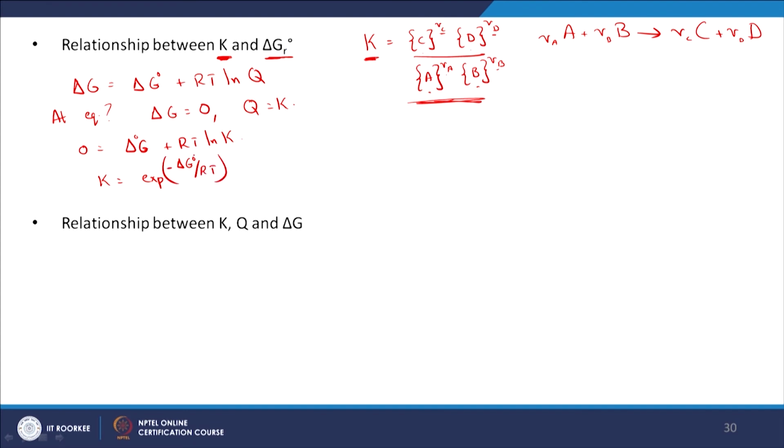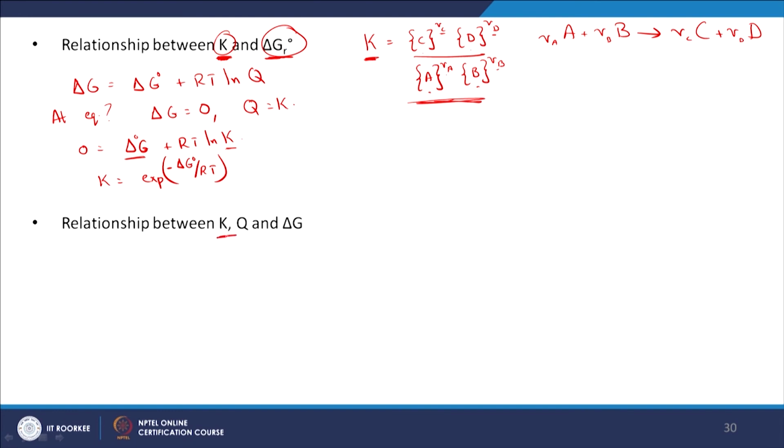So what does that mean? If you have K, you can calculate delta G naught, or if you have delta G naught, you can calculate K. Again, what is delta G naught? It is the change in Gibbs energy of the system during a reaction at standard conditions. Once you have one variable, you can calculate the other variable, and that is going to be useful to you throughout the course of the class, or in general in your engineered systems too.